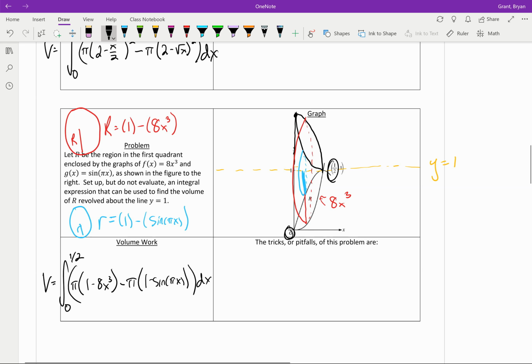Tricks or pitfalls, very similar to the first one. I've seen people screw up identifying which function is which here, but other than that, very, very similar.